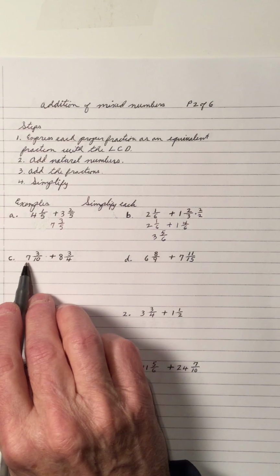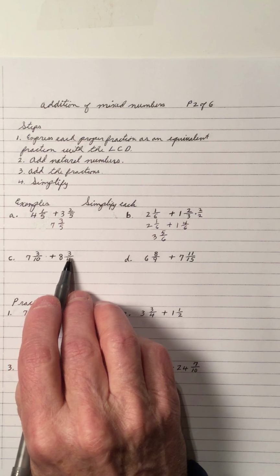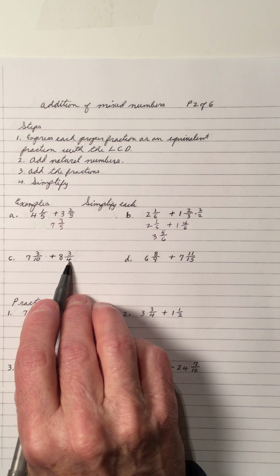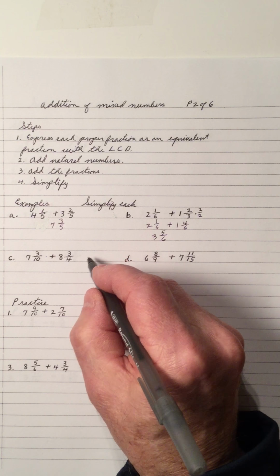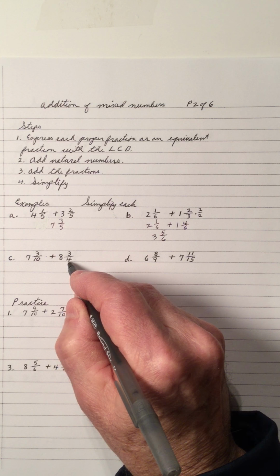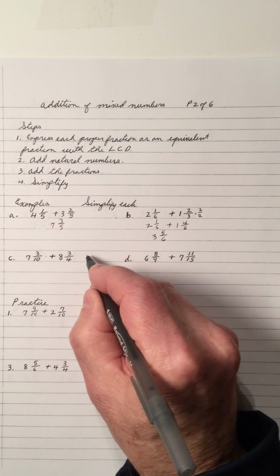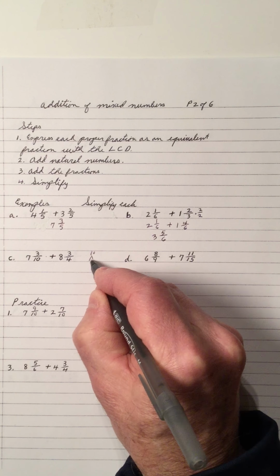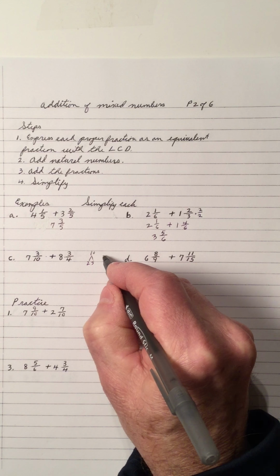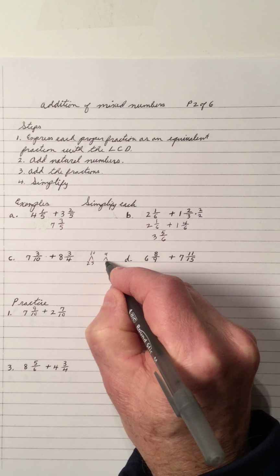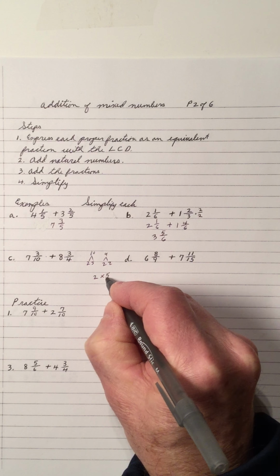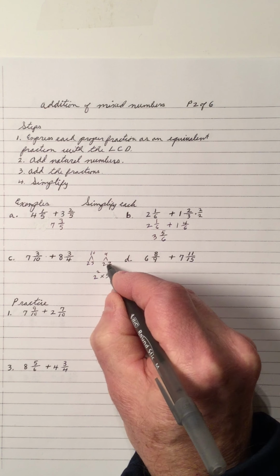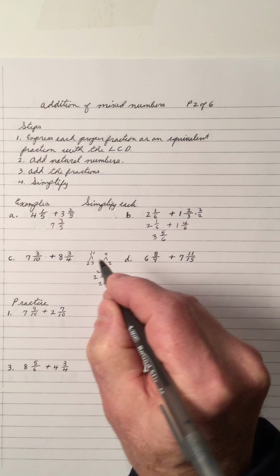C, I have 7 and 3/10, 8 and 3/4. I need a common denominator. A common denominator for 10 and 4 is a multiple of 10 that's also a multiple of 4, which is 20. Let's see. 10 is 2 times 5. 4 is 2 times 2. So I have 2 2's and 1 5 as factors. That gives me a 20.